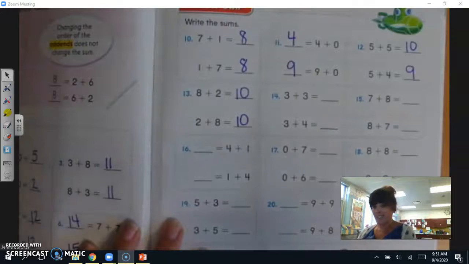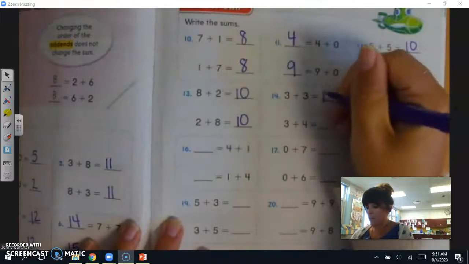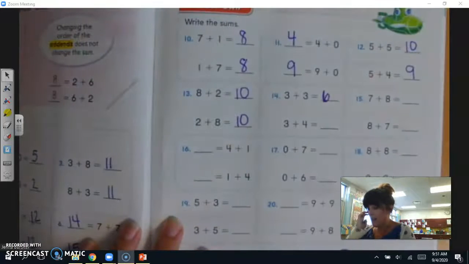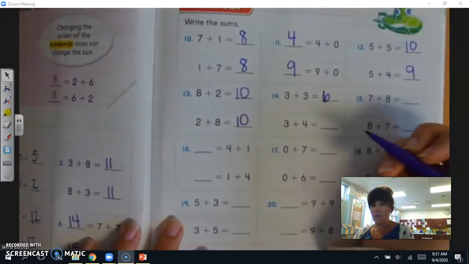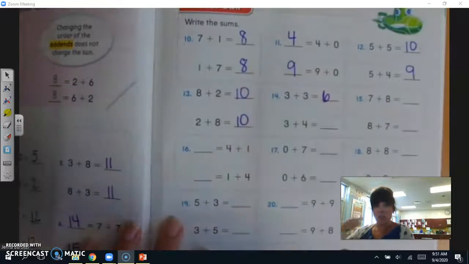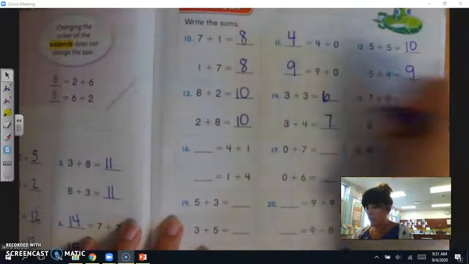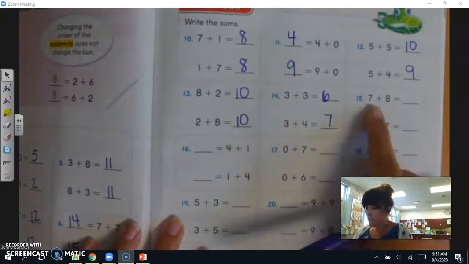Number 14, 3 plus 3, that's a double. It's 6. 3 plus 4, we're adding one more. That's a helper doubles fact. We just got to go up one more to get the answer to be 7.